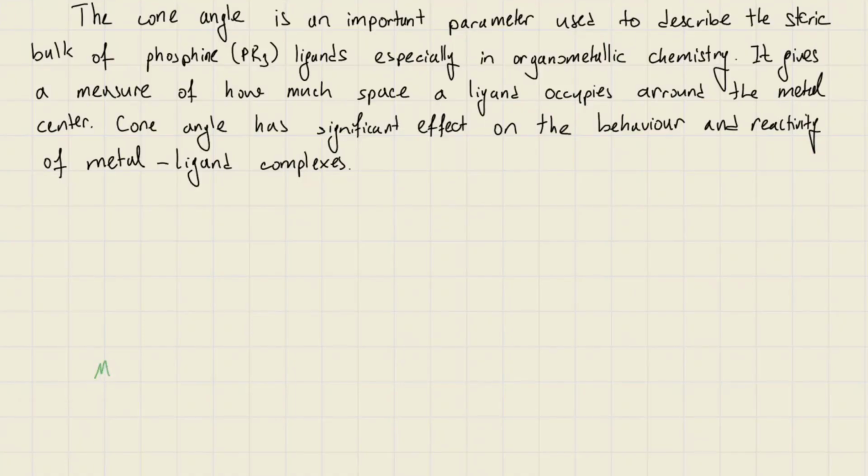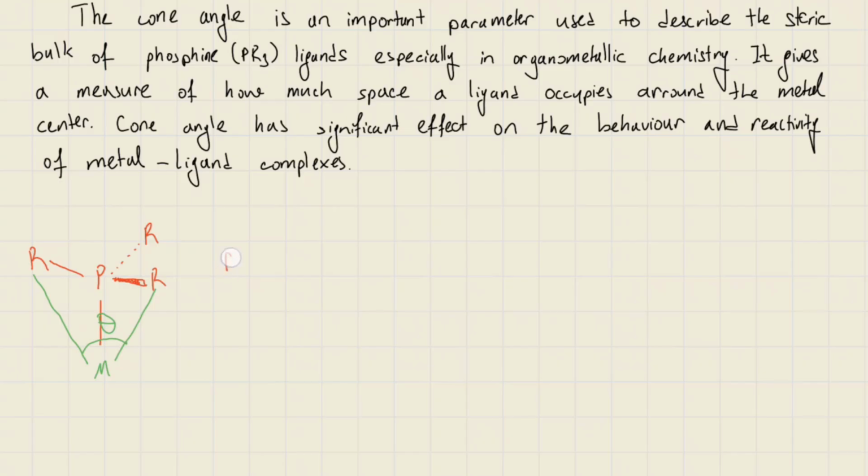We have a metal center and we have a PR3 ligand. So one of the R groups goes to the back, one of them is coming to us, and one of them is on the surface, and we have the R groups. And simply this theta is our cone angle. The cone angle is important.